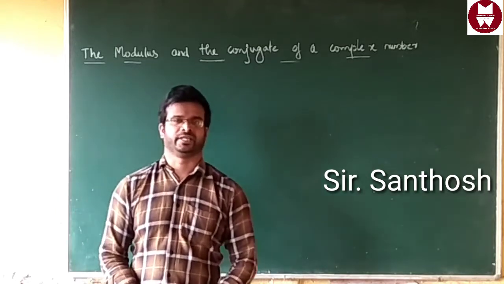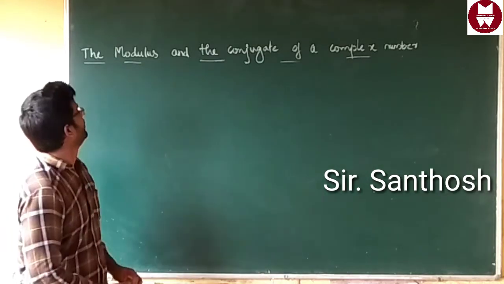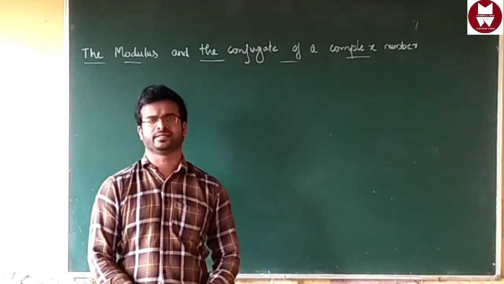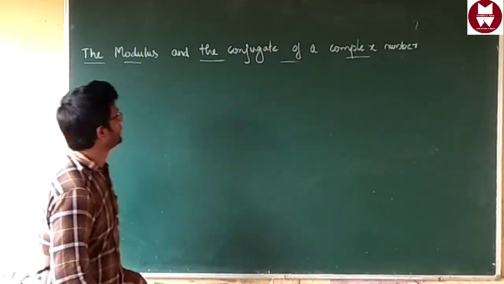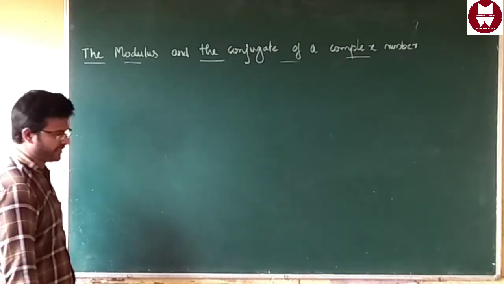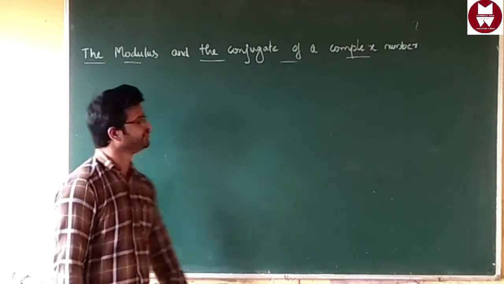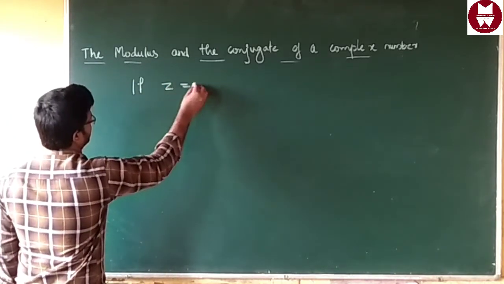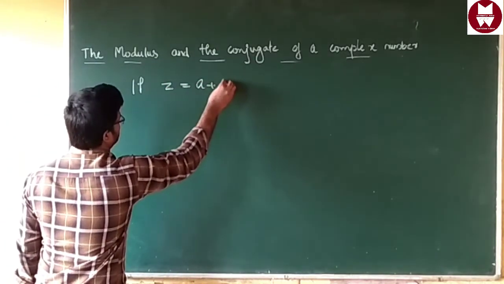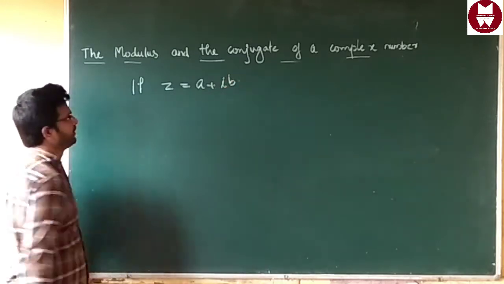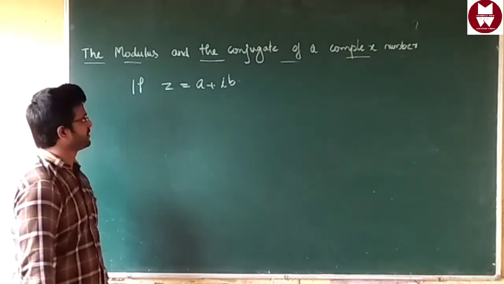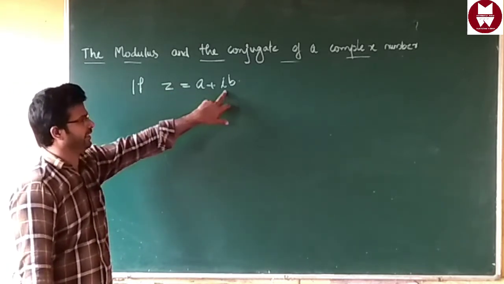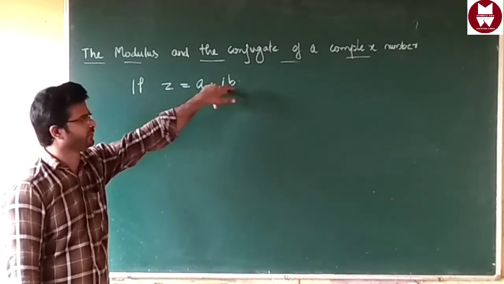Hi students, today we can study modulus and conjugate of a complex number and related problems. In the previous class we already studied what a complex number is. If z equals a plus ib, this is the general form of a complex number. A complex number is represented by z, where i means square root of minus 1.